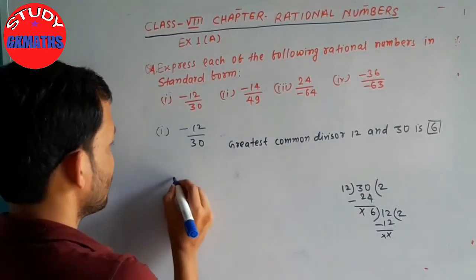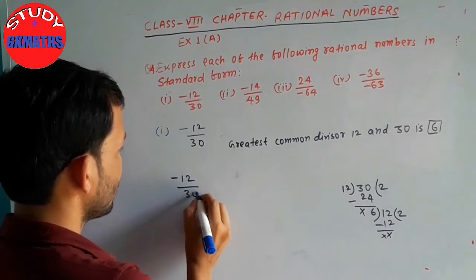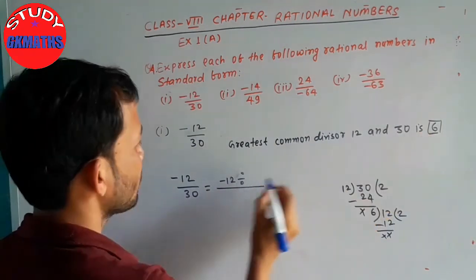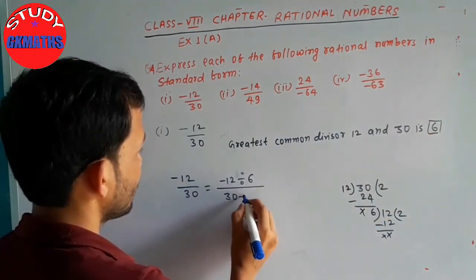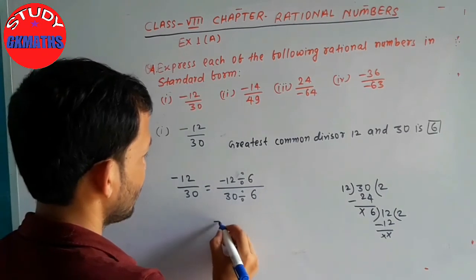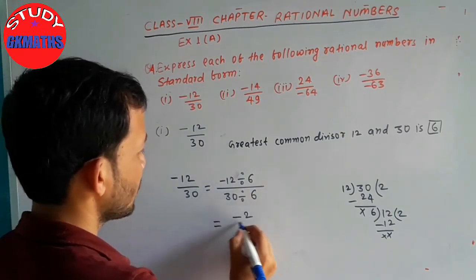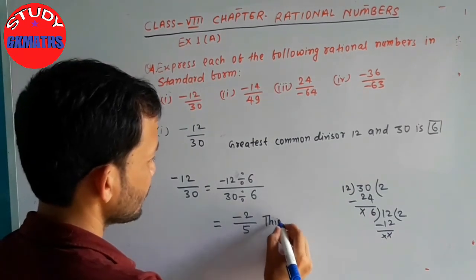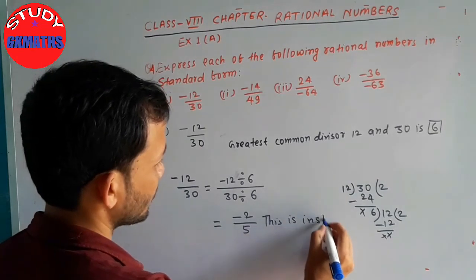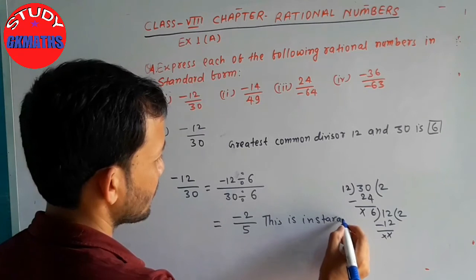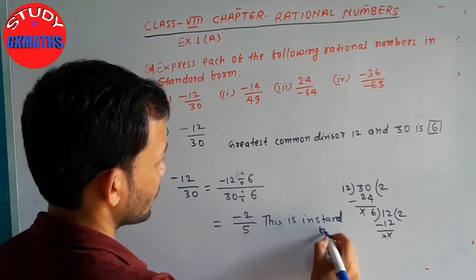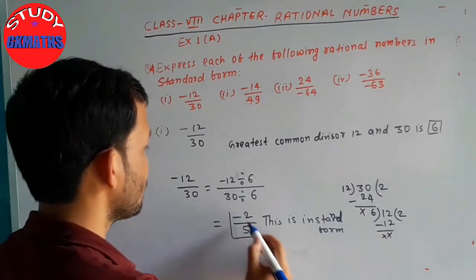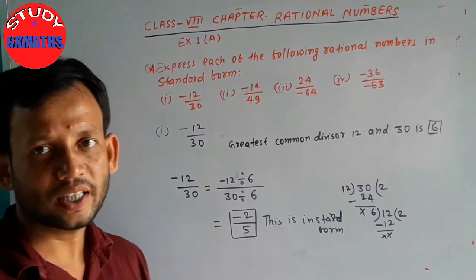Then minus 12 by 30 equals minus 12 divided by the greatest common divisor 6, and 30 divided by 6. That equals minus 2, since 6 twos are 12, and 5, since 6 fives are 30. This is in standard form. Your result is minus 2 by 5. Okay, I take the next question.